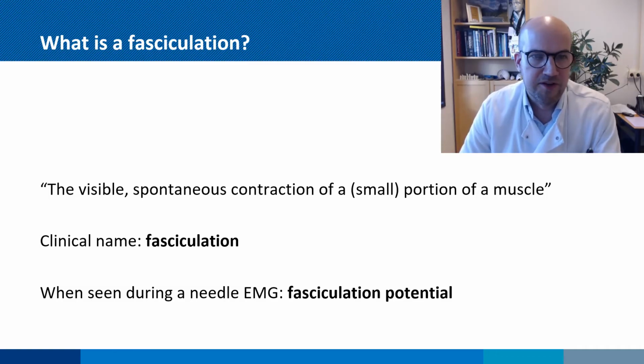Typically, the number of contracting muscle fibers is so small that they do not cause any visible movement of the joint. Fasciculations appear suddenly and briefly, and you are more likely to notice them in your peripheral vision as you are examining the patient. We call them fasciculations when we notice them clinically, or fasciculation potentials when doing a needle EMG.